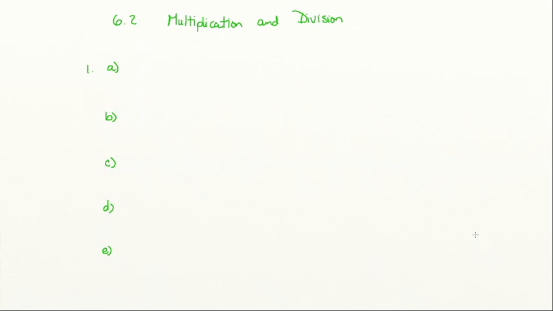6.2, multiplication and division of rational expressions. This begins on page 198.